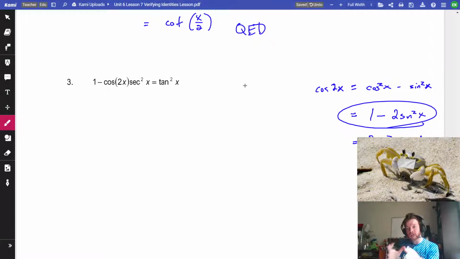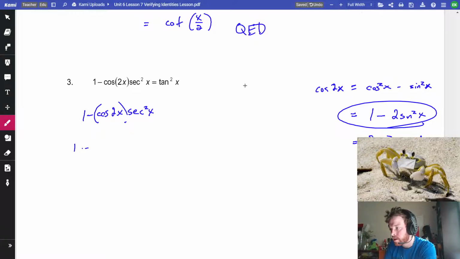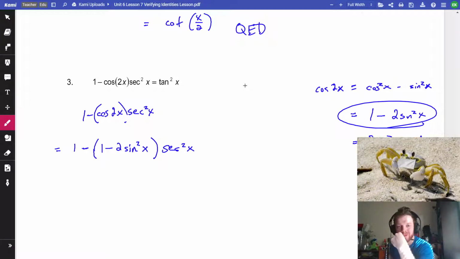Because then I'm going to have the sine squared times secant squared, which is tangent squared. I'm going to do that. Let's see what happens. 1 minus cosine 2x, secant squared x. I'm going to turn that 1 minus cosine 2x into parentheses 1 minus 2 sine squared x. Let me try to write this a little bit slower so my pen recognizes it. 1 minus 2 sine squared x, secant squared x. Throw an equal sign there.